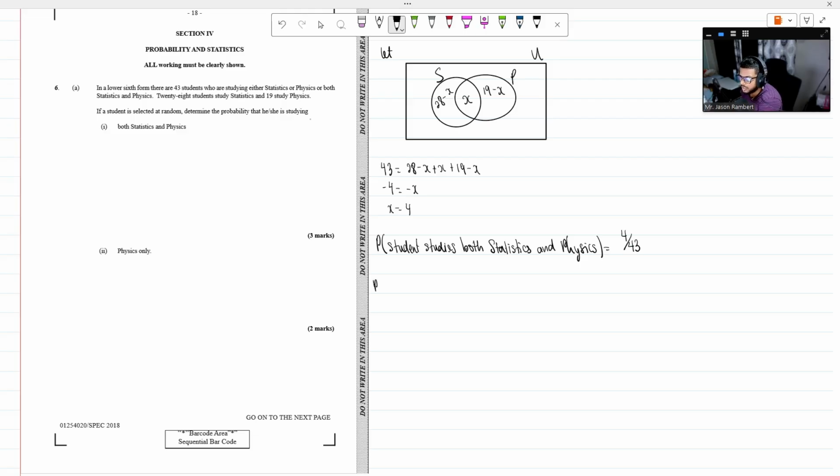Physics only, the probability that a student studies physics only, that is 19 minus X, which is 15. 15 over 43. Easy peasy.